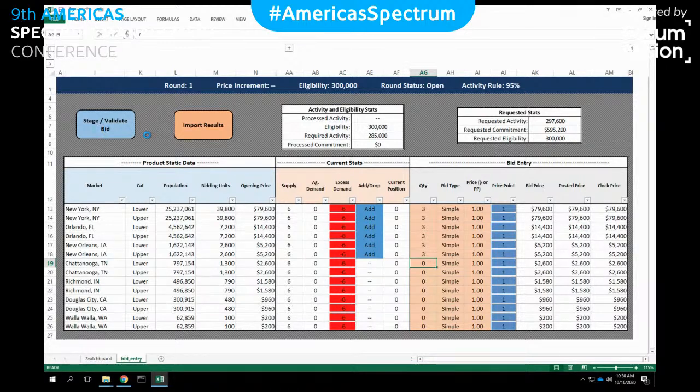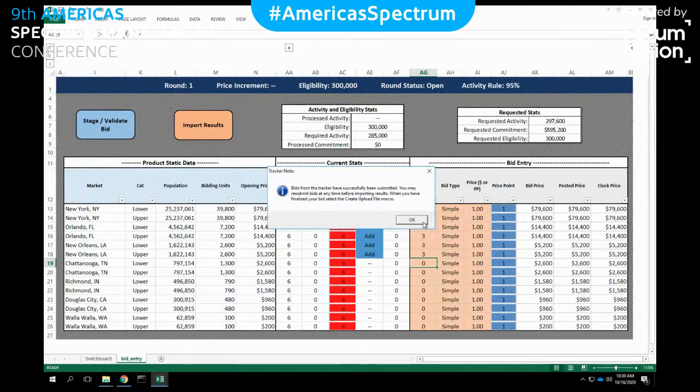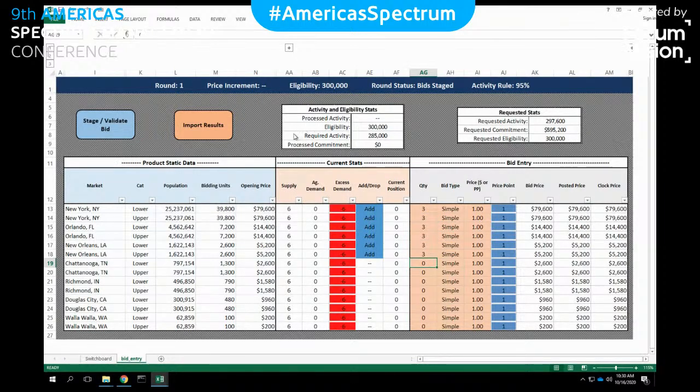Now, we can go ahead and stage and validate it, and this validation algorithm will actually tell us, hey, this is perfectly acceptable. Now, we're not using all of our 300,000 eligibility points. We're using at least 95% of it, though. So an important thing to understand when submitting this initial bid and all future bids is that your activity in this round results in your eligibility of the next round. And in our example auction here, if you use 95% of your current eligibility, you maintain it.